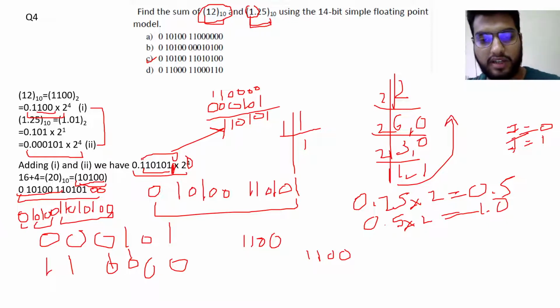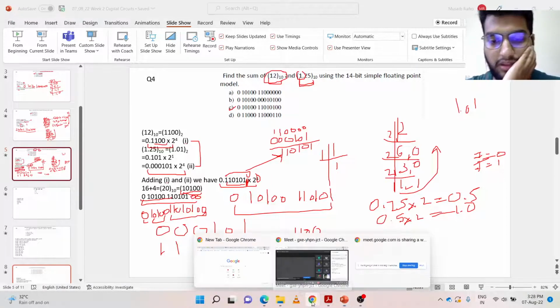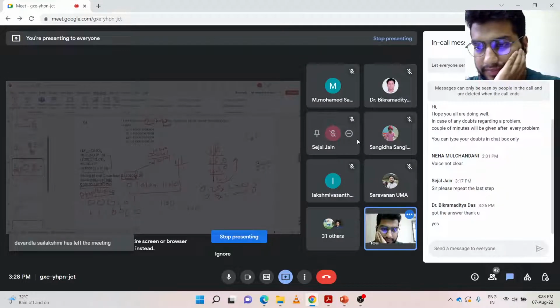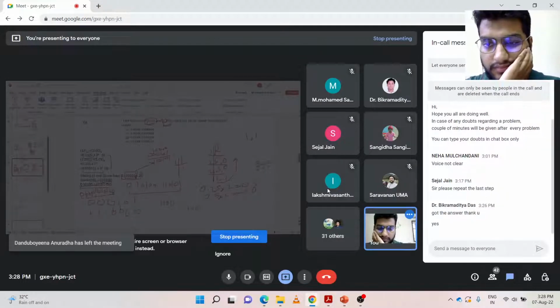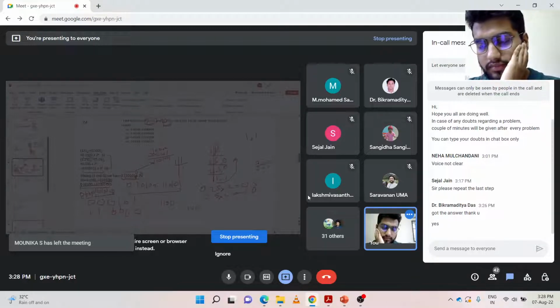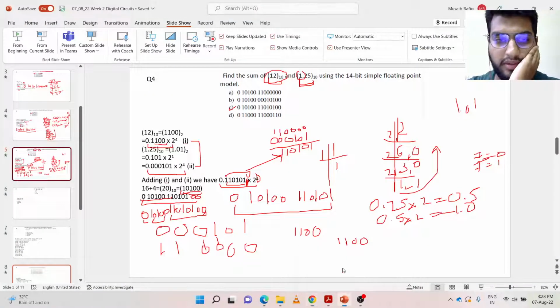Now I can take queries regarding this question if there are any. Sorry for the hiccup. It was correct all the way, but I just messed up with the number of bits. Any doubts regarding this? So let me proceed to question number 5.